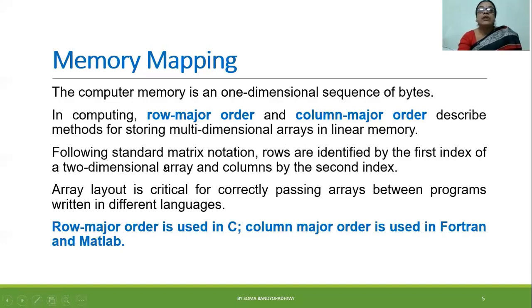So there should be a standard location. Rows are identified by the first index of the two-dimensional array and columns are identified by the second index. So now we know that array layout is critical for correctly passing arrays between programs written in different languages. The row major order is used in the C language, and column major order is used in Fortran and in MATLAB.